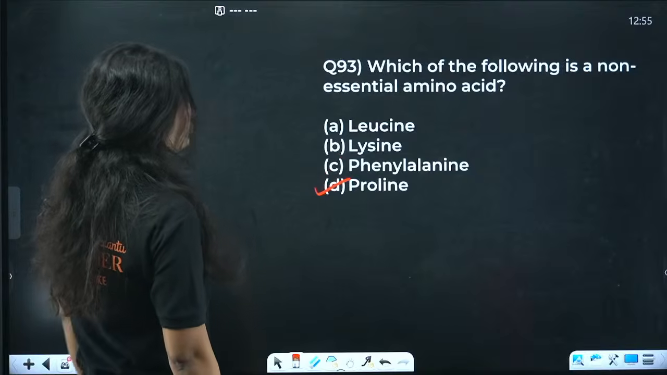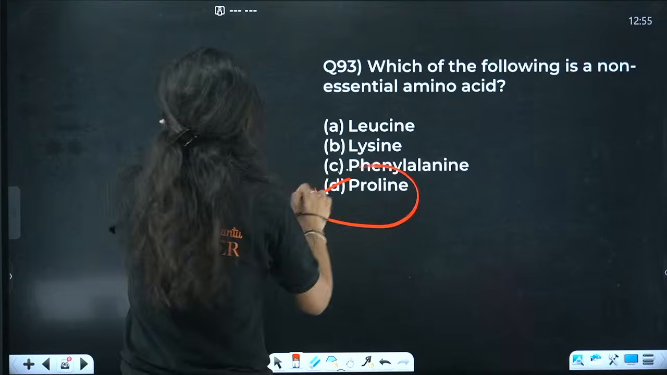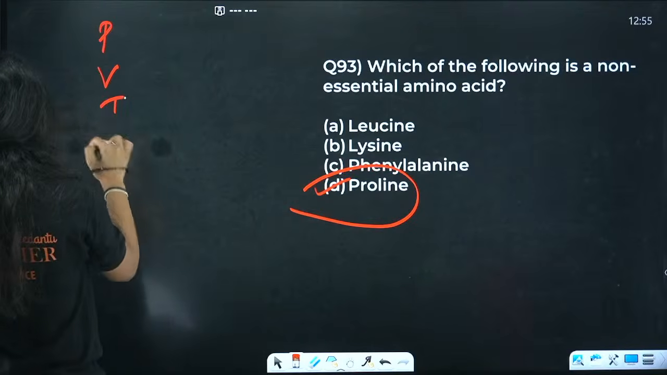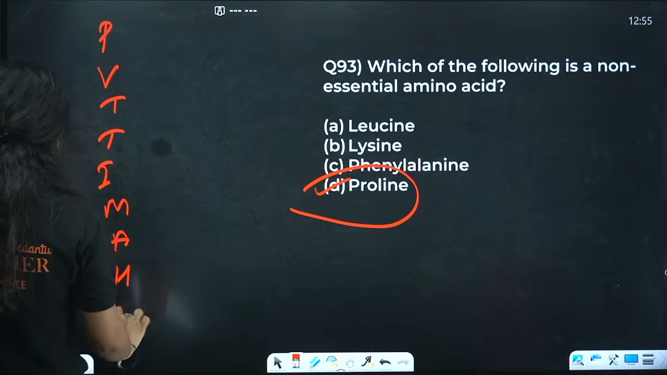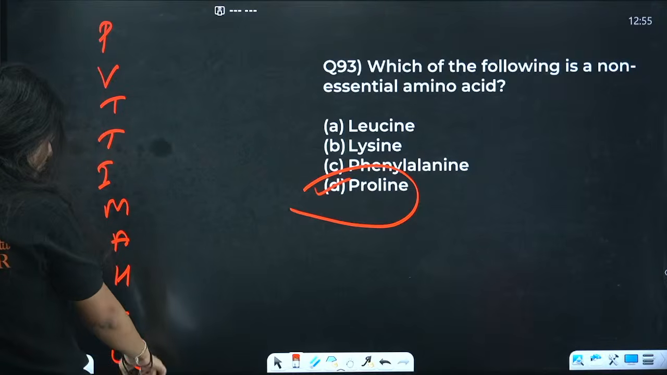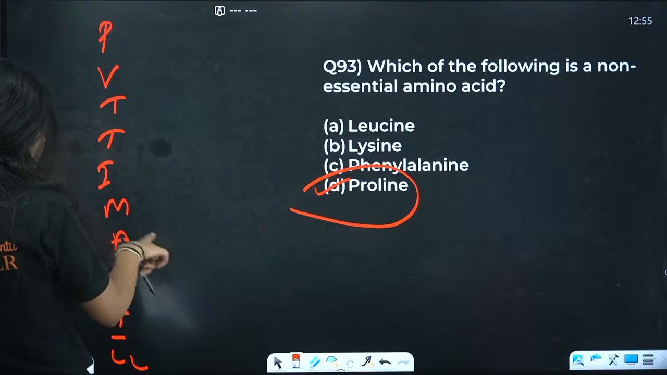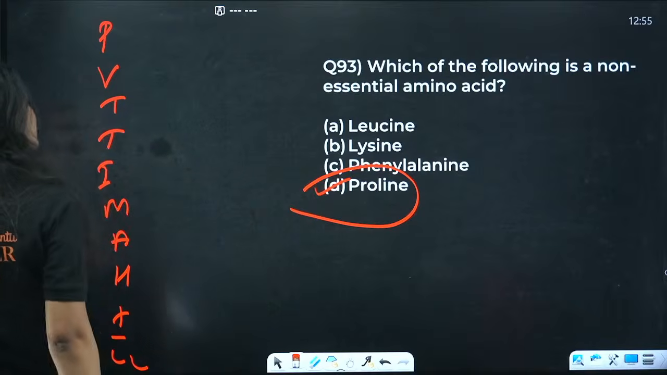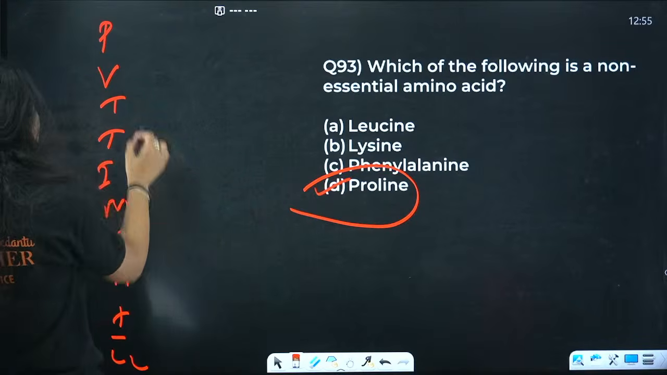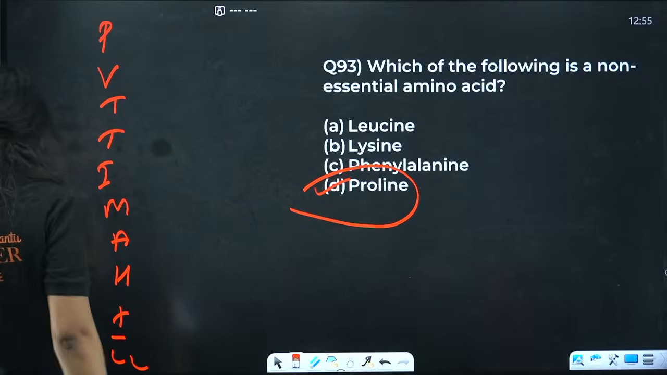Okay. One more thing. A non-essential amino acid is proline, because we have that sequence PVT TIM HALL. Lysine, leucine, H is histidine, A is arginine, methionine, tryptophan and threonine, and I is isoleucine, valine and phenylalanine.